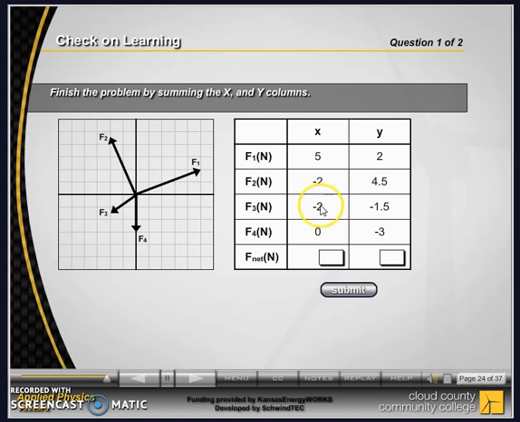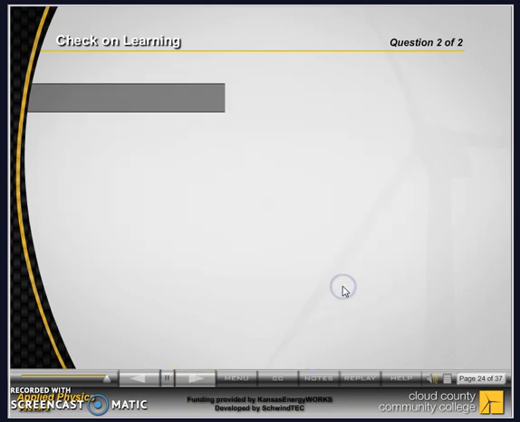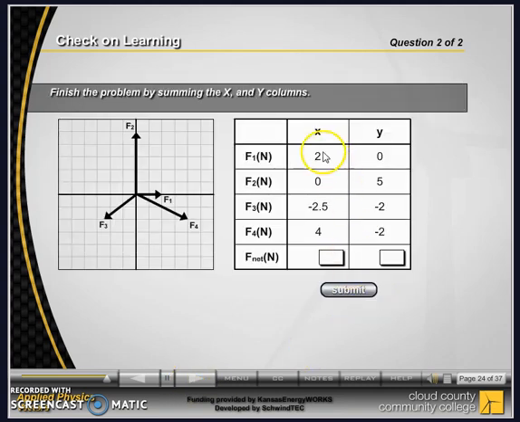Five minus 2 is 1. 2 and negative 3, negative 4.5, 2. 2, 6, 1.5, 5, 4, 1.